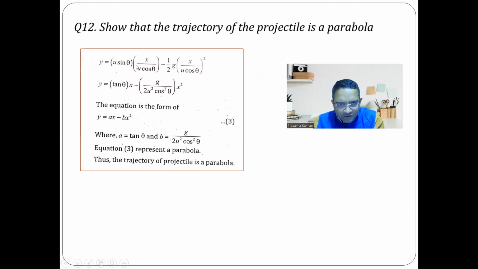So you get y is equal to x tan theta minus half g x square by u square cos square theta. You see one of the g's getting cancelled. Now this equation is very similar to the form y is equal to ax minus bx square, which is the equation of a parabola, where a is tan theta and b is g by 2u square cos square theta.